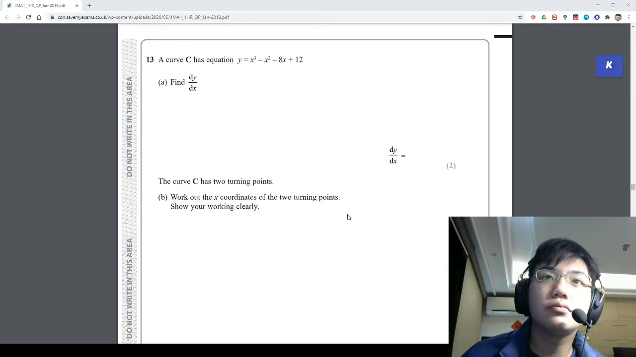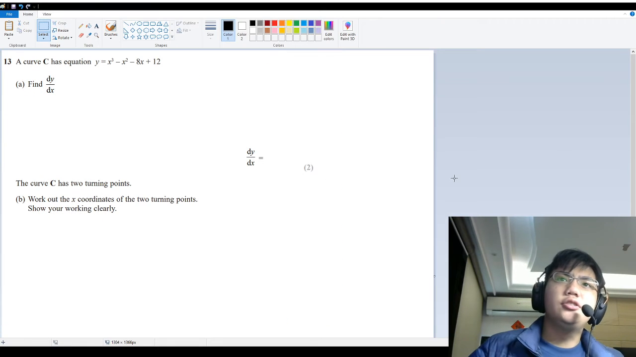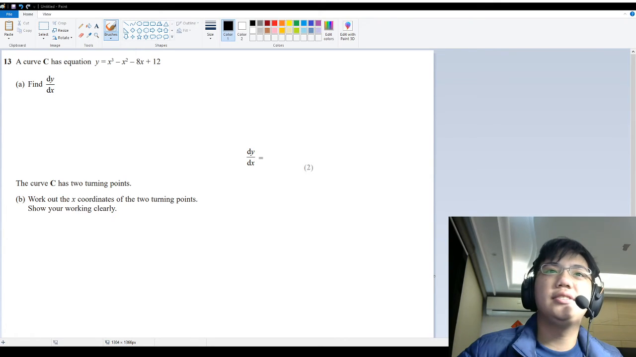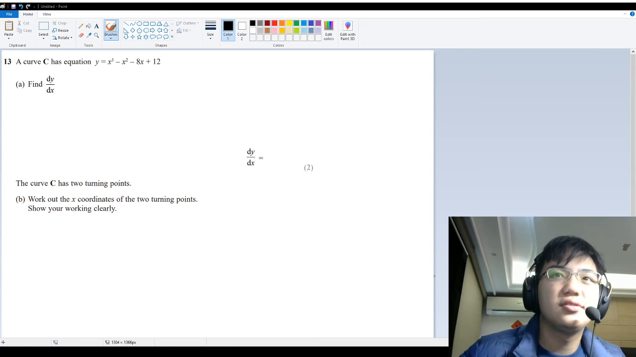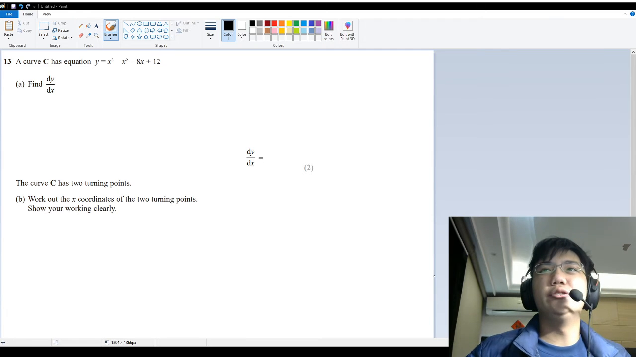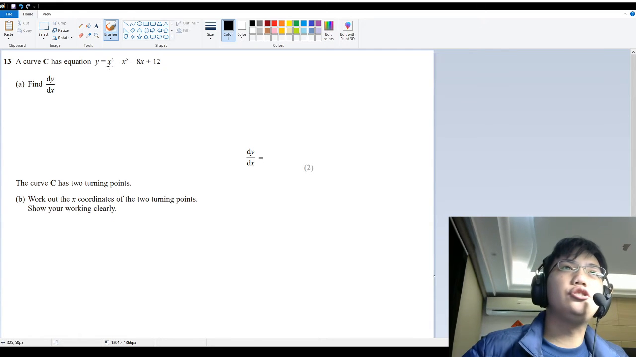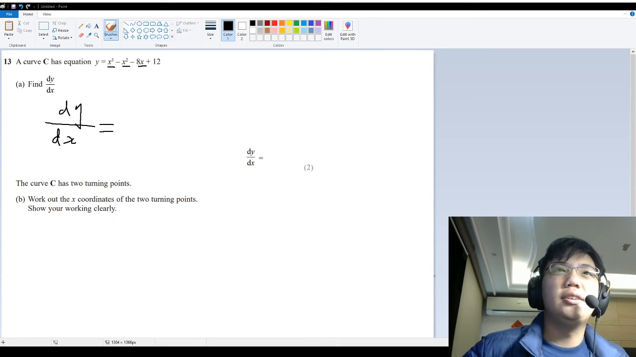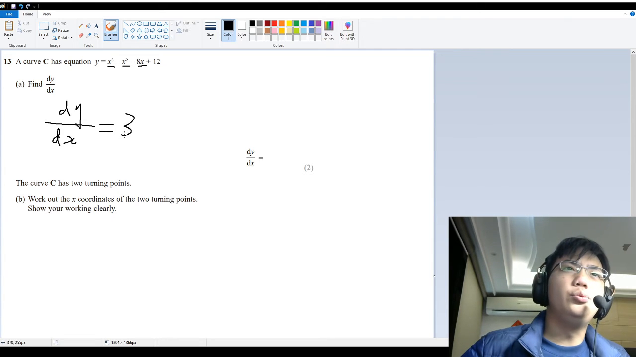So from this, firstly we need the derivative dy over dx. We just need to apply the rule of derivatives to each term in this equation, excluding the constant term, which isn't included in the derivative. So the derivative would be 3x squared minus 2x minus 8.